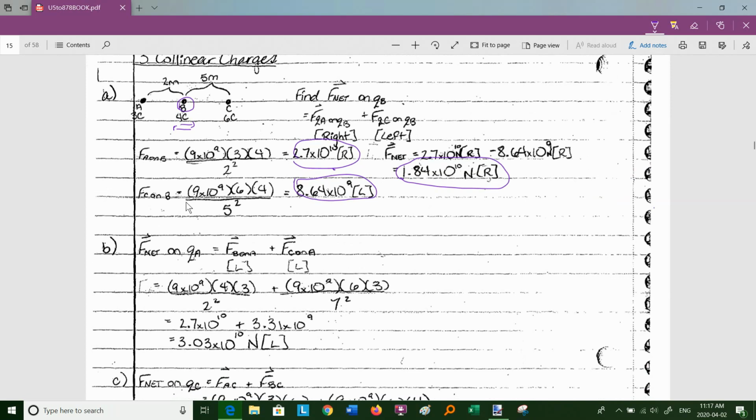So my net force, oh, here comes my other dog. This is Lily. She's interested in this stuff as well.